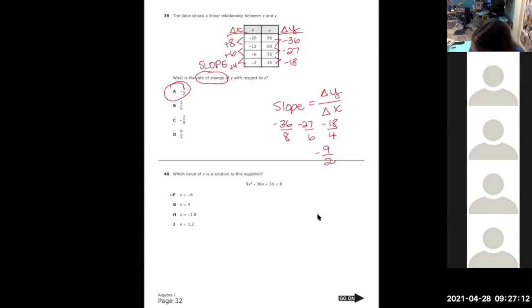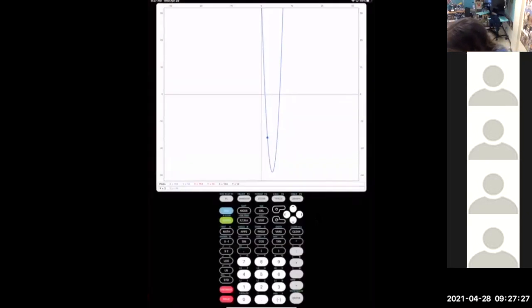Sorry, not G and J. F and H. I know that the answers that are possible are G and J. So now I need to figure out, is the answer 1.2 or 4. And so this is going to be us finding the x-intercept.